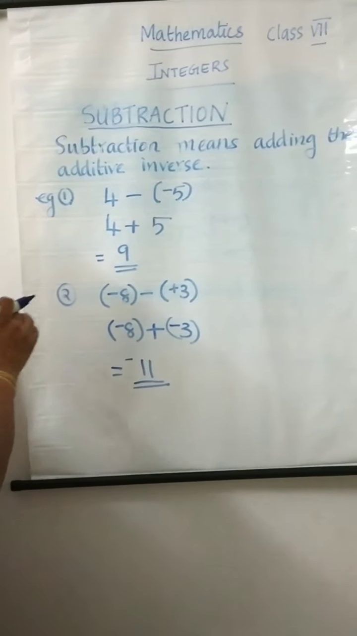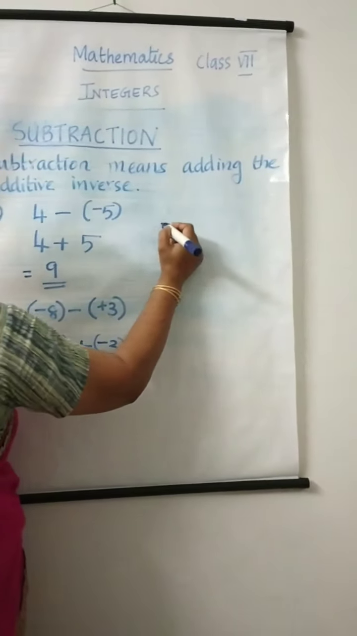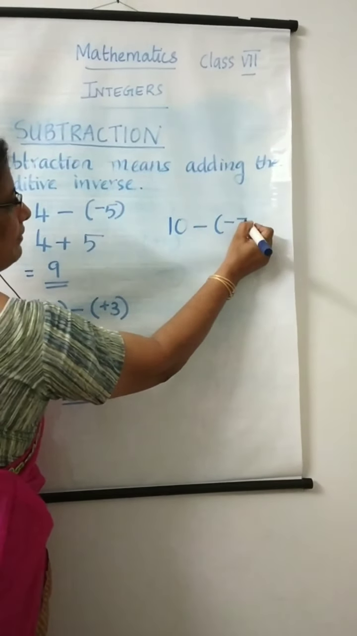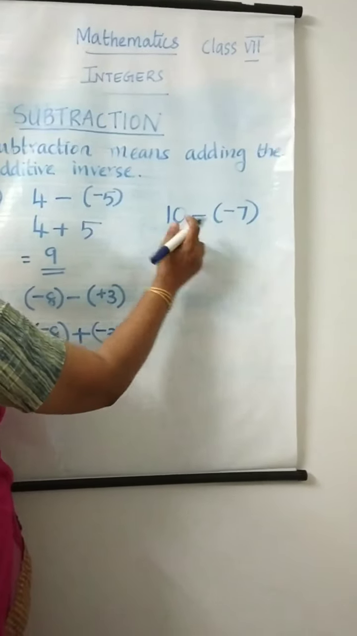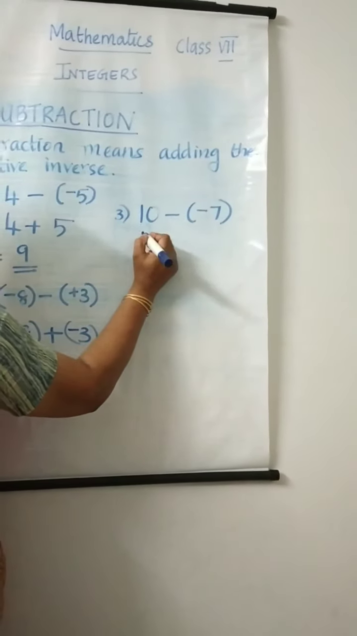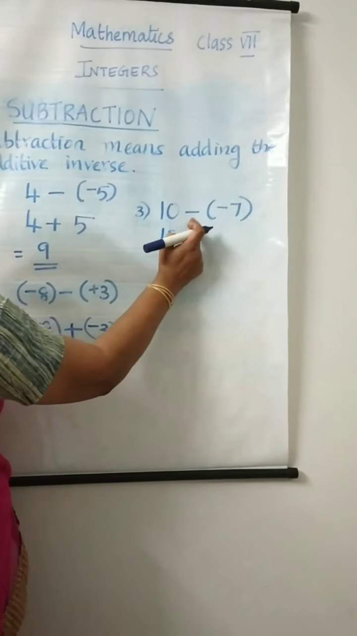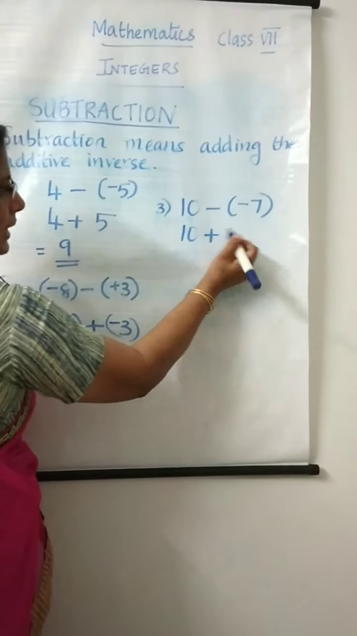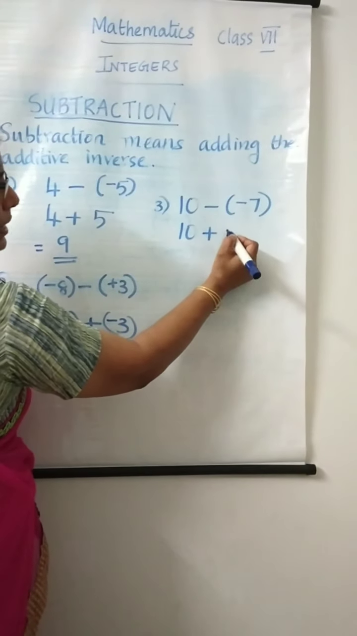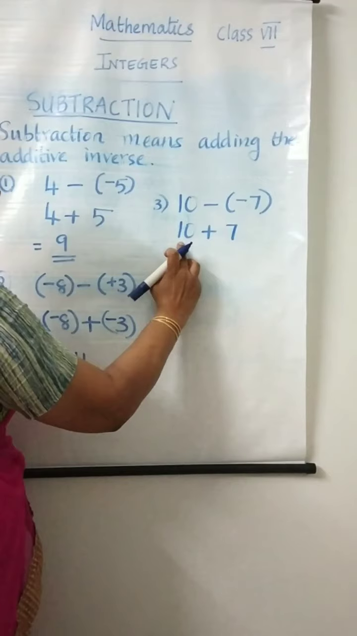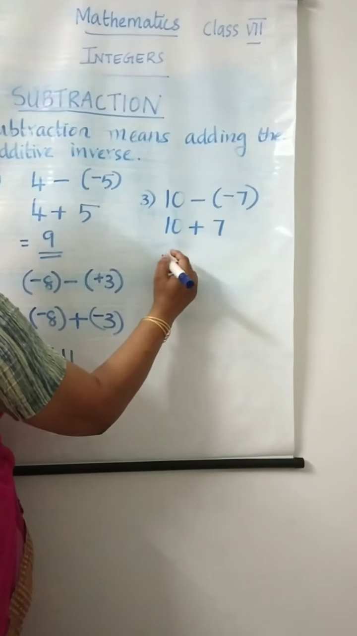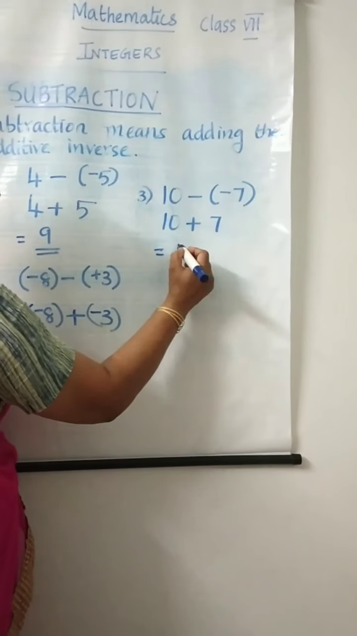Now again one more example. 10 minus negative 7. So first number you have to write as it is, 10. Then this minus becomes plus. Then this minus 7, you have to take the additive inverse of minus 7. That is plus 7. Now both numbers are positive and you have to add these numbers. So 10 plus 7 is 17. That is positive 17.